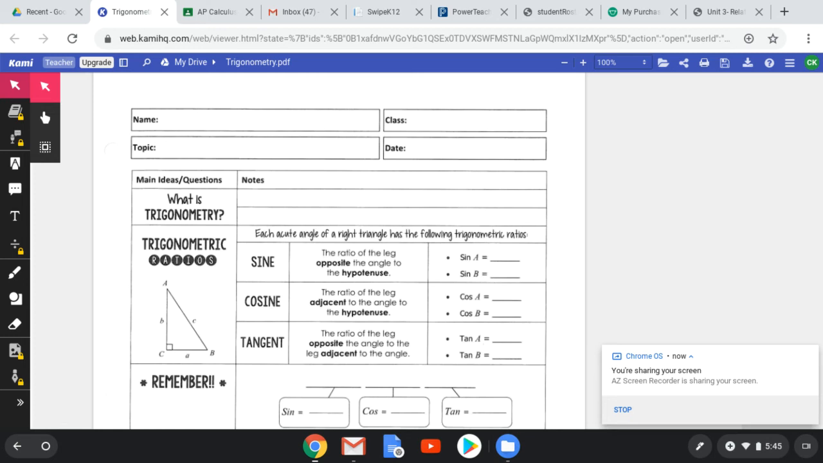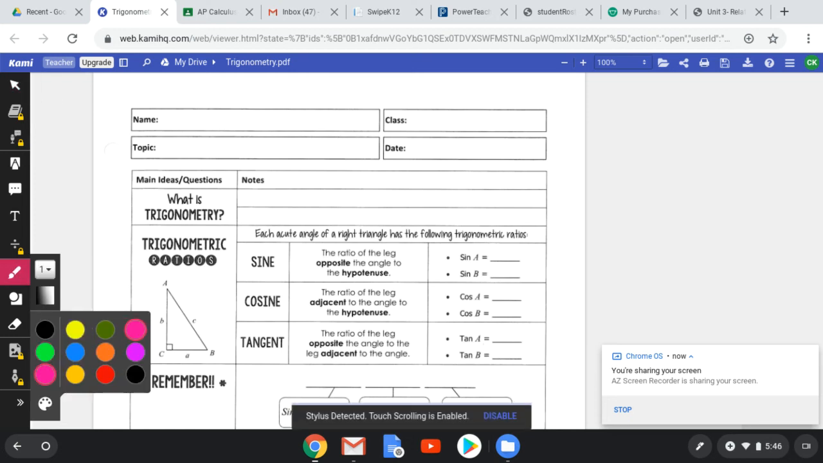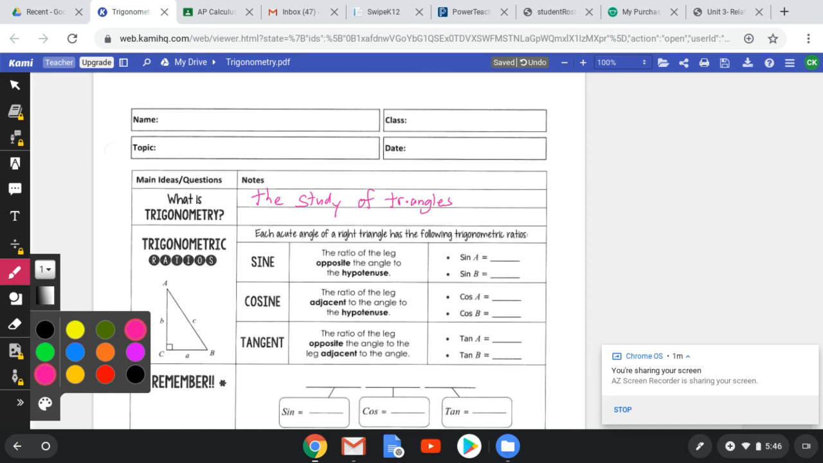So really, what is trigonometry? Trigonometry is just the study of triangles. That makes sense because what's the prefix in trigonometry? It's tri, for triangles. And what about triangles? Well, it's really about the ratios of them. As it says, each acute angle of a right triangle has the following ratios. So this only works if the triangle is a right triangle.